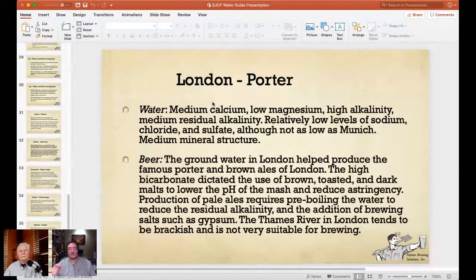Interesting to understand that the Thames River in London is brackish. It is a tidal river, and so the water is half salty in that river. It's not very suitable for brewing, so the brewers in London were brewing from the groundwater. That groundwater had higher bicarbonate, that high alkalinity, medium residual alkalinity, and that's why they were able to brew their beers with brown malts and dark malts that neutralize that alkalinity.